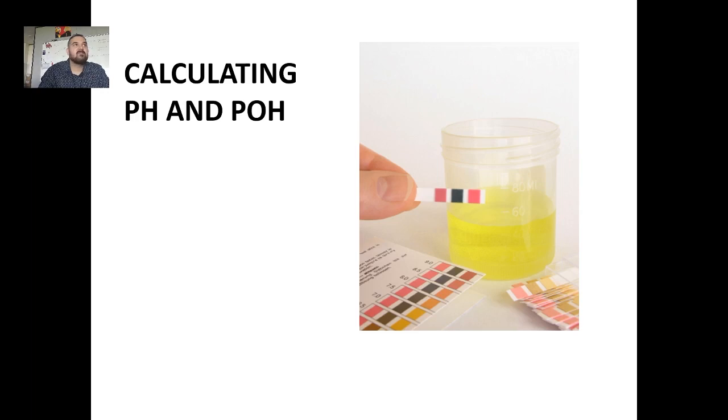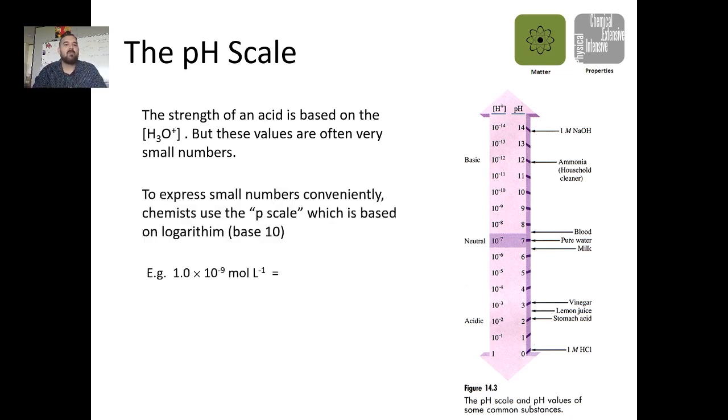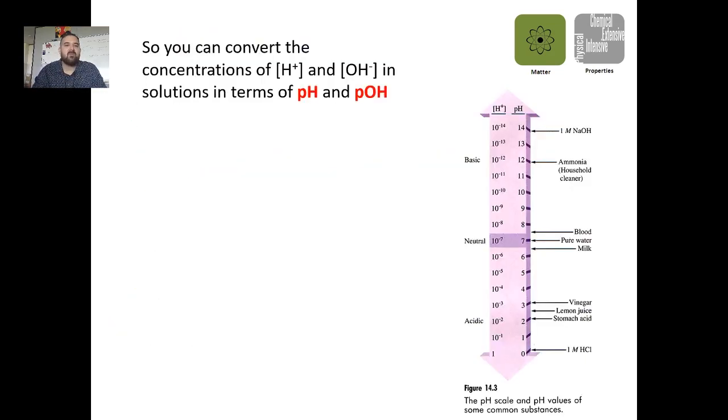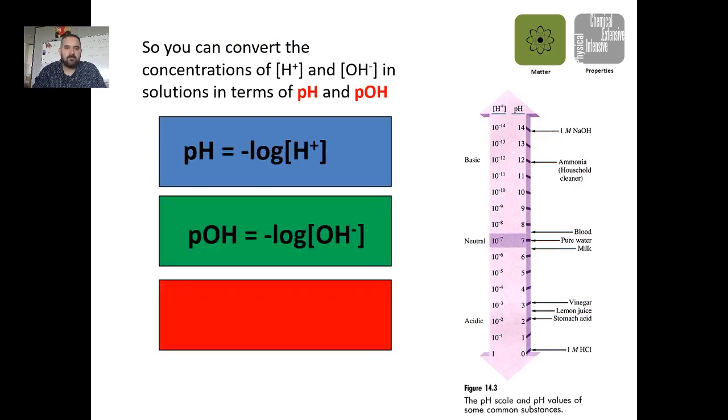this is the label. All right, let's go ahead and work through this. The strength of an acid is based on the H3O plus concentration, but these values are often very small numbers. That's why we express them in logarithms. So I'm going to start off by giving you the formulas, and then we're going to start working these problems out. These are 3 of the formulas that we're going to use today. There's 2 more, but let's start with these 3.